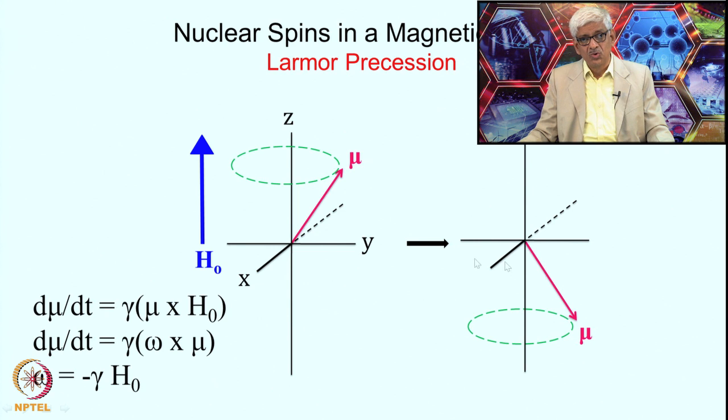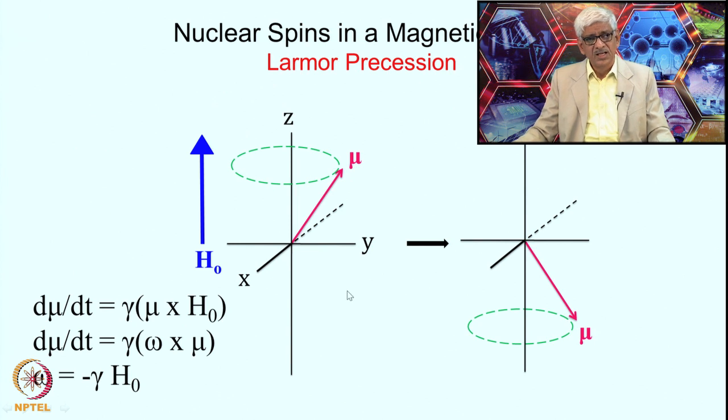Here I have considered two orientations because this is typically true for I equal to half, but if I is equal to 1, there will be three such orientations, and all of them will move around the magnetic field axis with a particular speed, that is the angular frequency, and this is the precessional frequency.